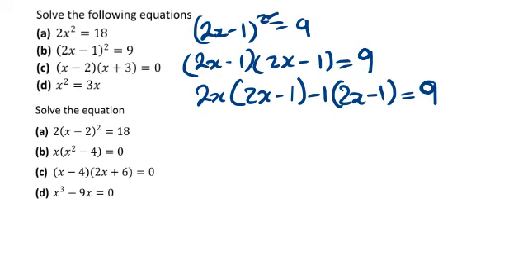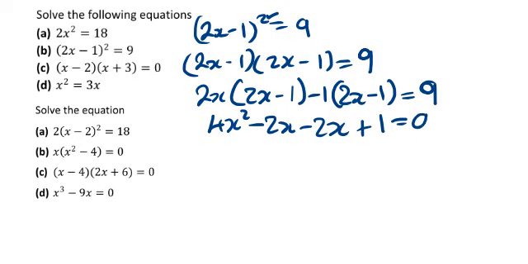So 2x times 2x, that is 4x squared. 2x times negative 1, that will be negative 2x. Negative 1 multiplied by 2x, that is negative 2x. Negative 1 multiplied by negative 1, that is positive 1, equal to 9. Now when you reach this point, you group the like terms. 4x squared is alone, and negative 2x and negative 2x are like terms, so they can add or subtract. So here you're going to have negative 4x plus 1 equal to 9.